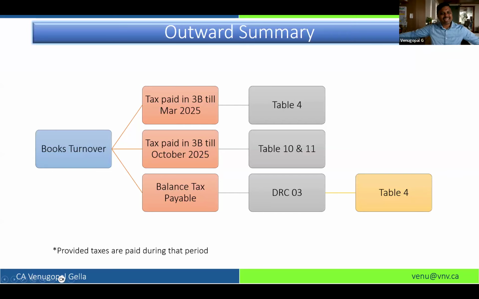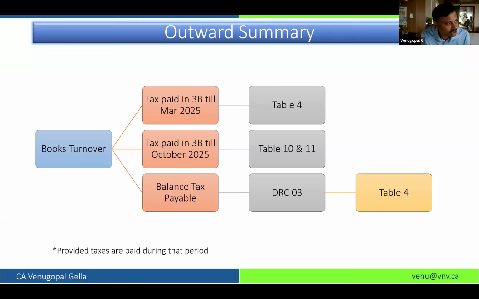If you have paid taxes in GSTR 3B till March 25, you will show in table 4. If you have paid taxes in GSTR 3B from April 25 up until October 25, which is filed in November, on or before 30th November, anything.